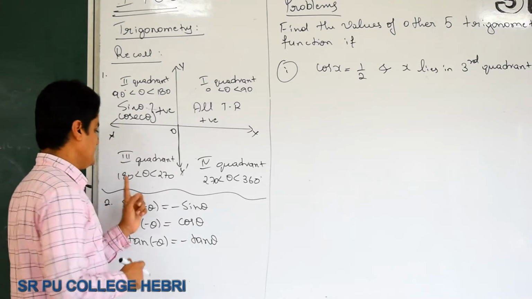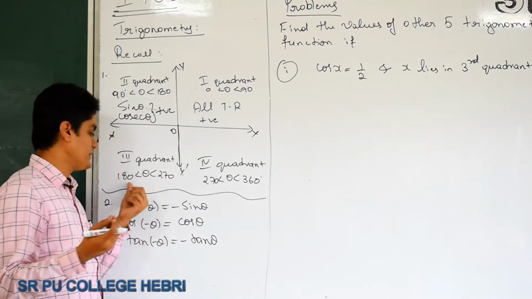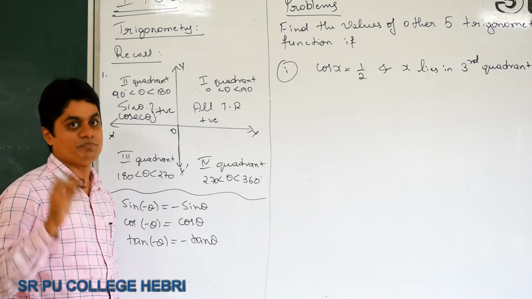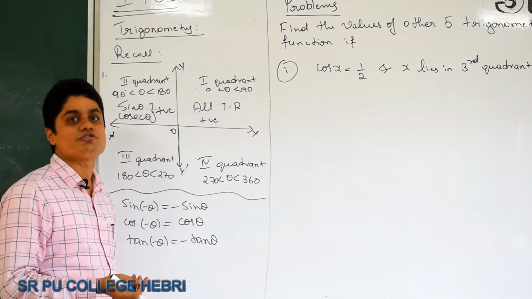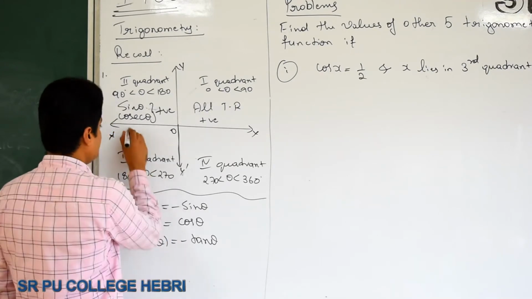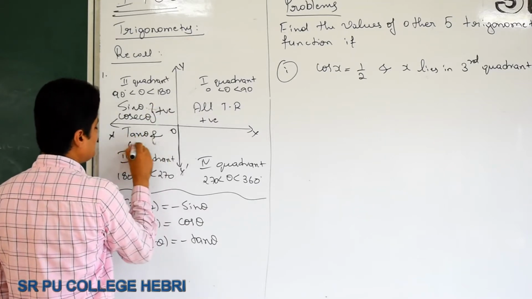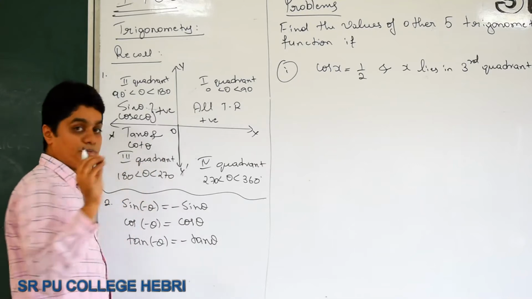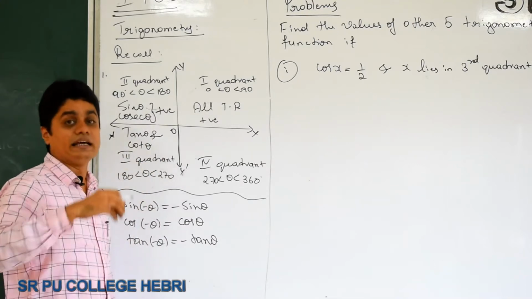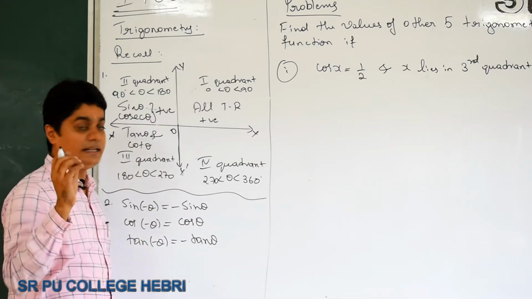Third quadrant, the range of theta is 180 to 270 degrees. Which other trigonometric ratios are positive in the third quadrant? Yes, very good. Tan theta and cot theta are the positive trigonometric ratios. That means the remaining all are negative.